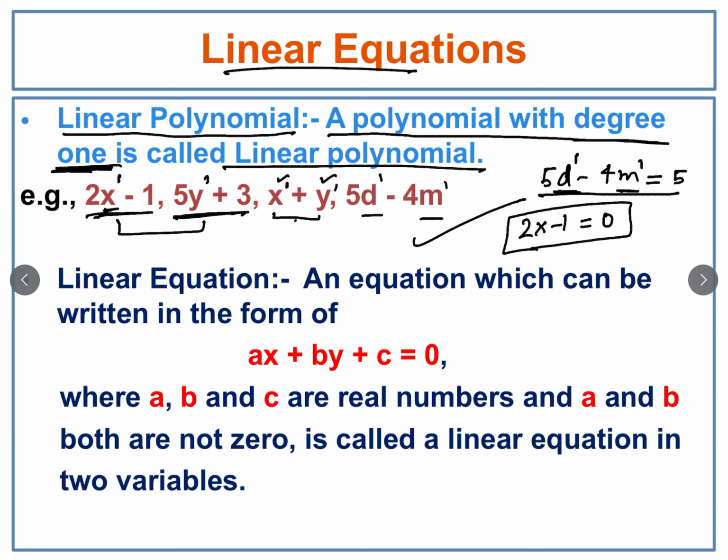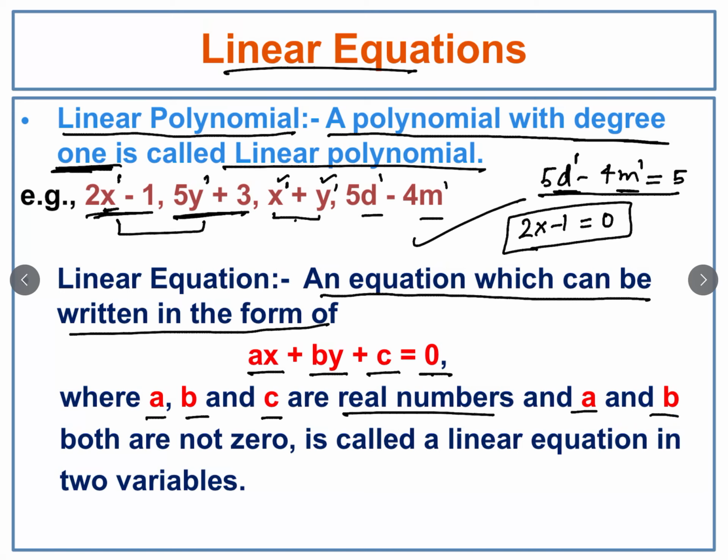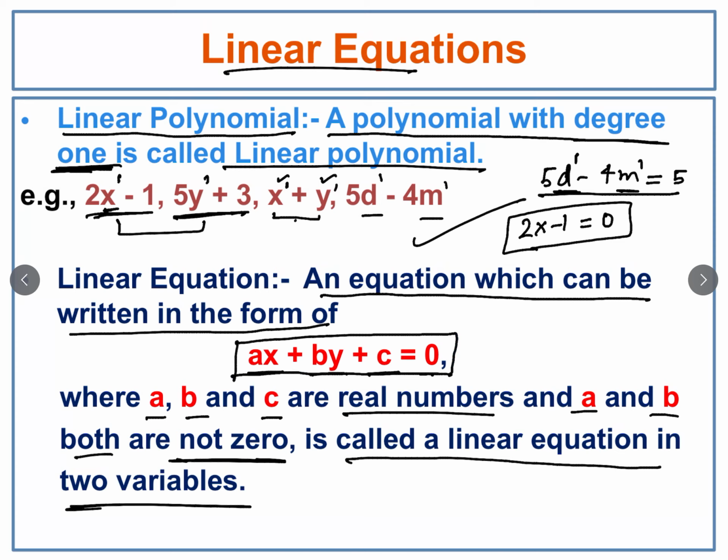So let's see the standard form of a linear equation. It says an equation which can be written in the form ax plus by plus c equal to 0, where a, b and c are real numbers and a and b are both non-zero, that means the values of a and b cannot be 0, is called a linear equation in two variables. The variables here are x and y, while a, b and c are real numbers. a, b, c are not variables, but real numbers.